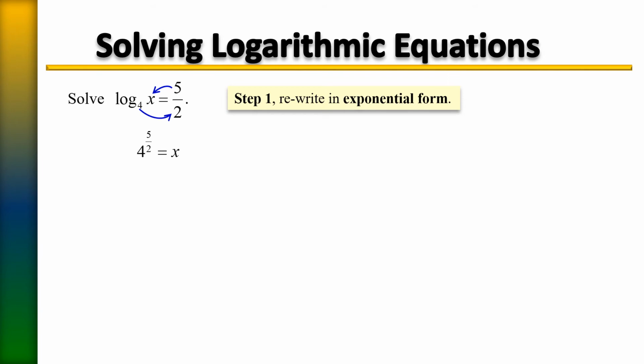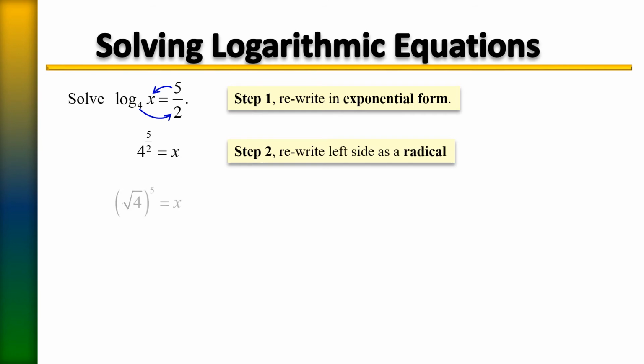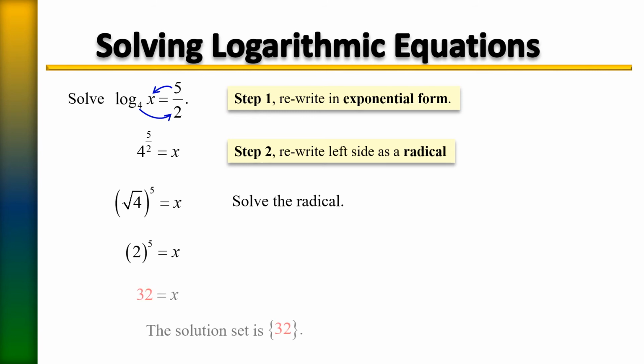So let's go ahead and rewrite this rational exponent into radical form. The square root of 4 is 2, and then we're going to raise 2 to the 5th power. So when you multiply the number 2 5 times, that will give you an answer of 32. So x equals 32, and there you have it, solving a logarithmic equation.